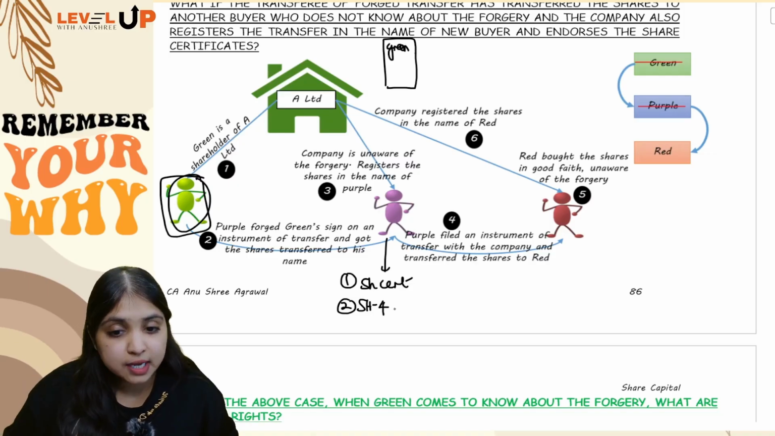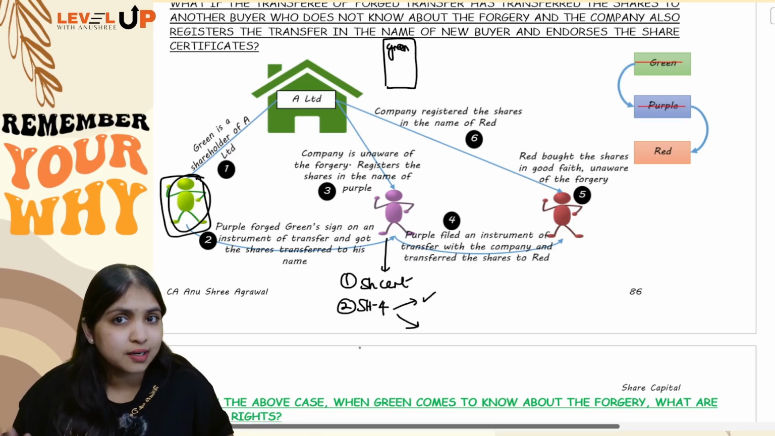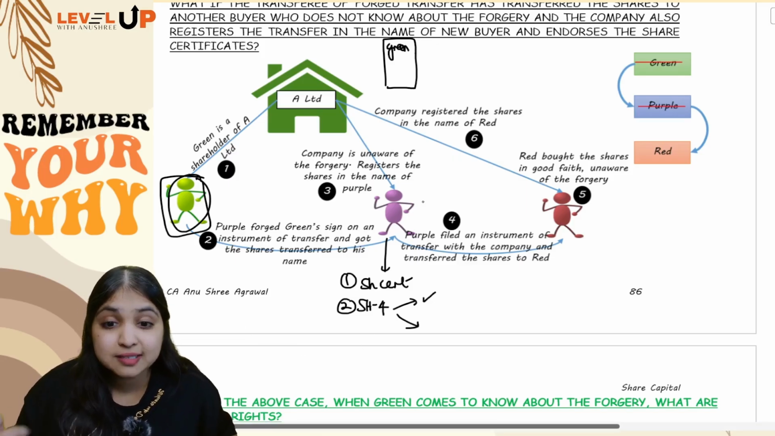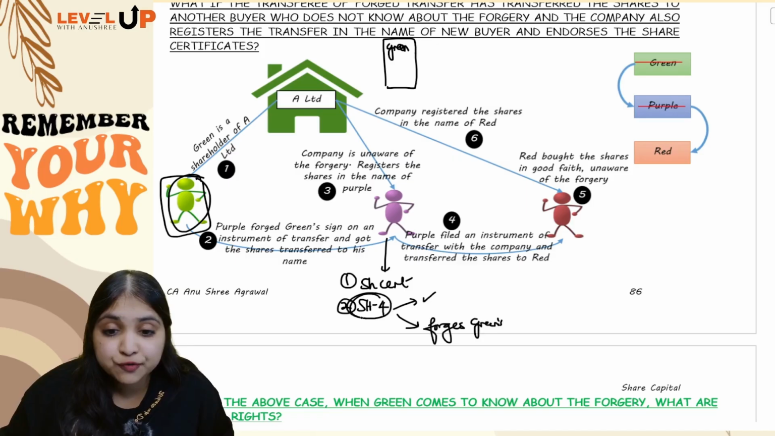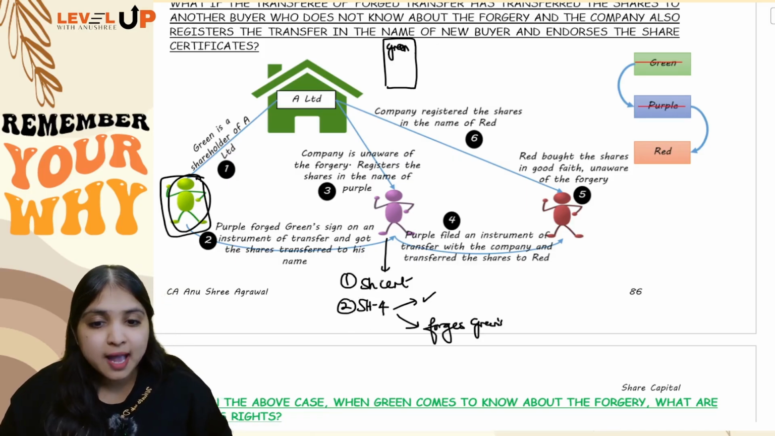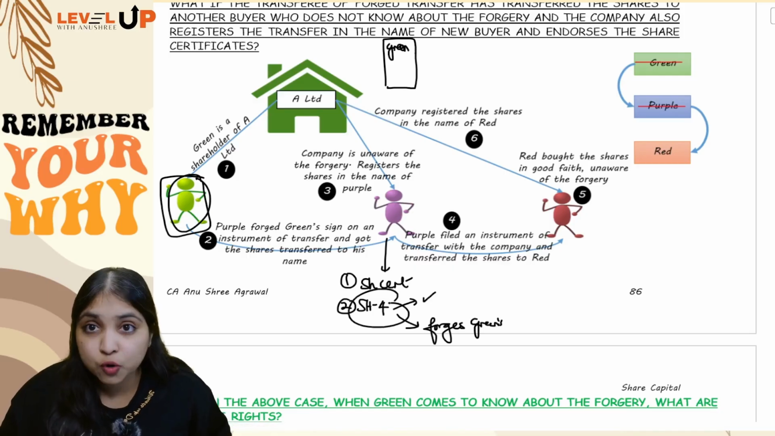Transferor and transferee. So he puts his own signature, but now Green's signature is also required, but Green is not willing to sell away the shares. So Purple puts Green's signature, which means Purple forges Green's signature. So SH4 becomes a forged document, and both of these he submits to the company. Company doesn't know that there is forgery over here.